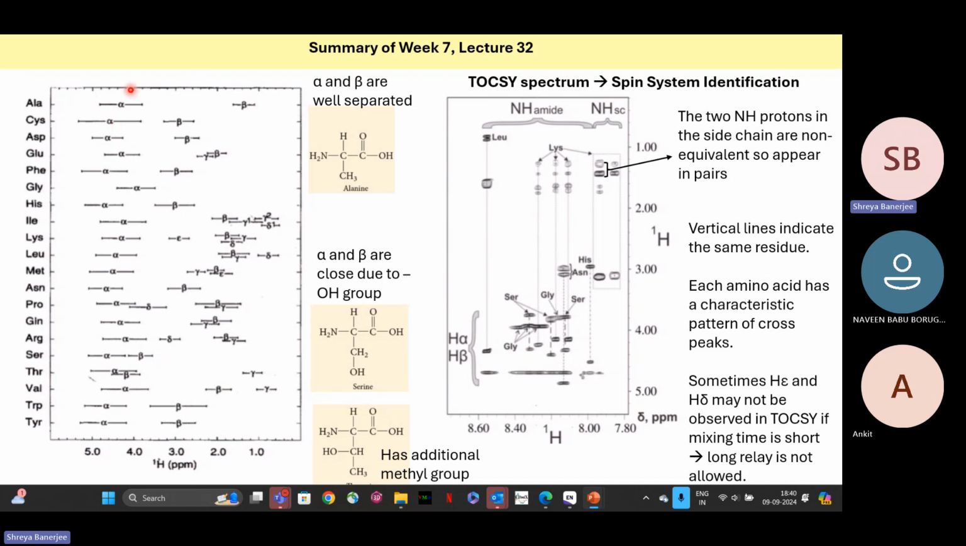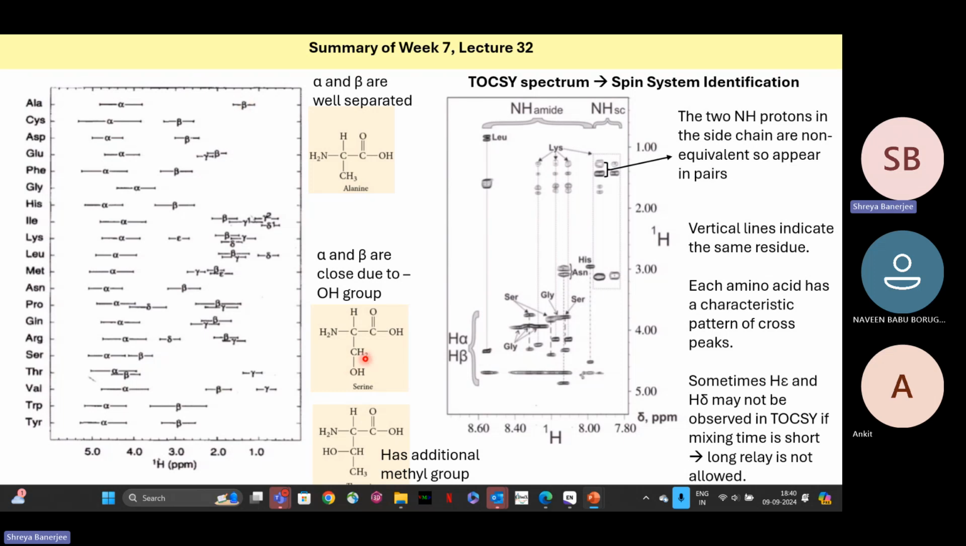So why is there a range of chemical shift? Because depending on the sequence of the polypeptide, if suppose alanine is next to an acidic amino acid, then as that acidic amino acid will have a charged side chain, that charged side chain will have some effect on the chemical shift of alanine. That is why there's always a range. So in alanine, the alpha and beta are well differentiated.